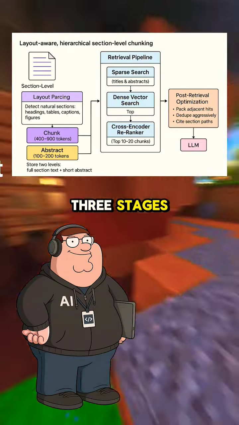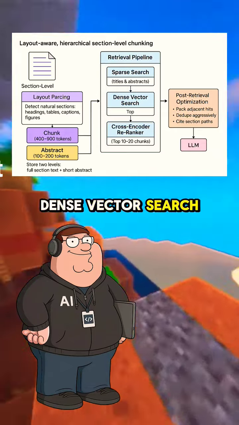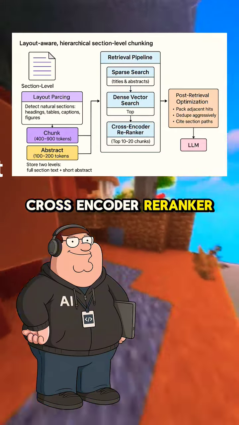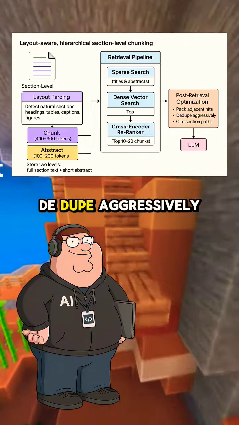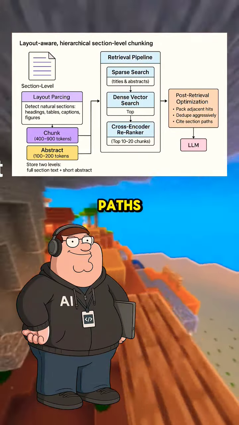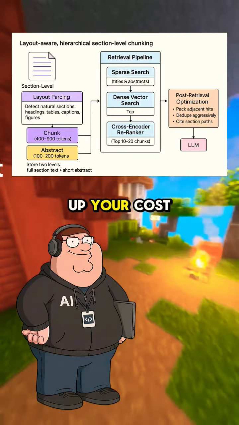Retrieval runs in 3 stages. Sparse search on titles and abstracts for cheap wide recall. Dense vector search on the top candidates. Cross-encoder re-ranker to pick the sharpest 10 to 20 chunks for the LLM. Then pack adjacent hits, dedupe aggressively, and cite section paths. That's how you get enterprise-grade recall and precision without embedding every page or blowing up your costs.